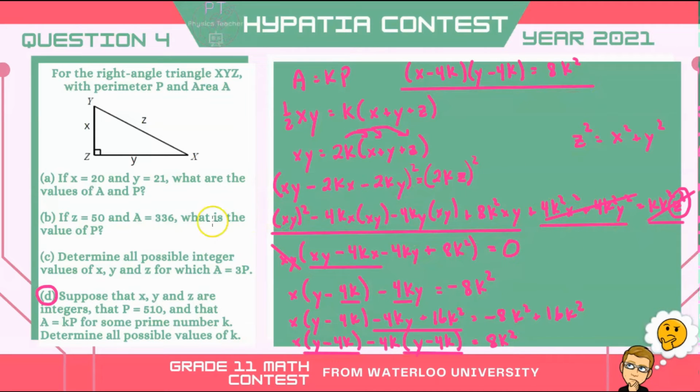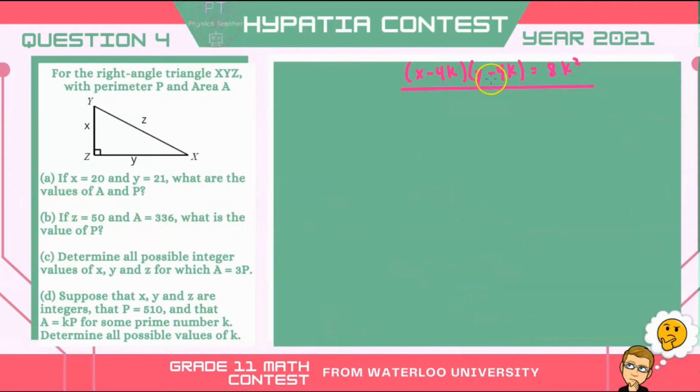Now let me give myself some room. Now we know that x, y, and k are all positive integers, which means that each of these terms, x minus 4k and y minus 4k, are also positive integers and are therefore going to be factors of 8k squared. Alright, let's start off this problem by assuming that k is going to equal 2. That's a very small prime number there that we can work with.